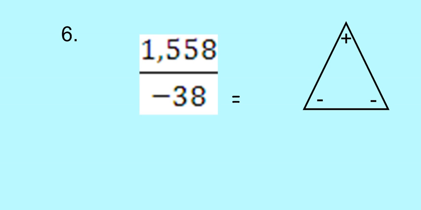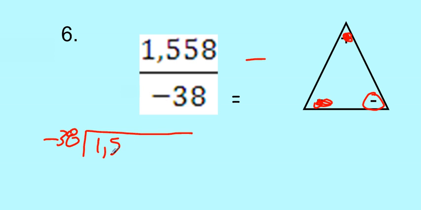Number 6. Now we're going to step it up a little bit. Fractions are just division. So we have 1,558 divided by negative 38. Top number is a positive, so we're going to cross out that. Bottom number is a negative, so we're going to cross out that. So our answer is going to be a negative. Well, now we have to create the division problem. We're going to have to do some division here. Our divisor is our denominator. It's going to be negative 38. Our numerator is our dividend. We're going to put that underneath the sign.